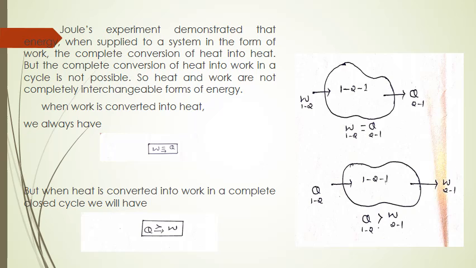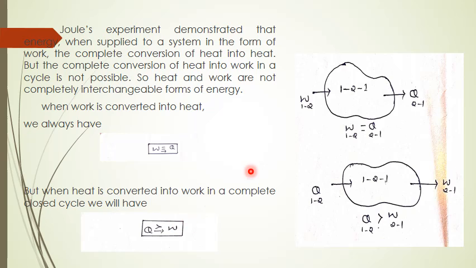You can see in the diagram here, when work is converted into heat, work will be equal to heat. We can convert all the work into heat. But in the second case, when heat is converted into work in a complete closed cycle, whatever heat we supply, all the heat cannot be converted into work. All the work can be converted into heat, but all the heat which we supply to the system can never be converted into work. So this is the qualitative difference between heat and work.